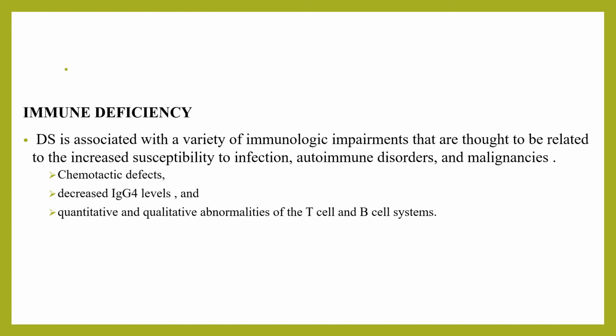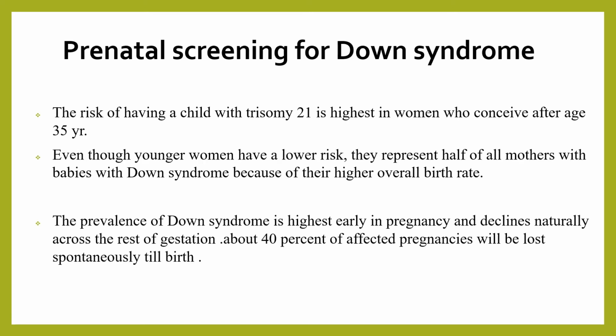The other problem of a child with Down syndrome is immunodeficiency. Down syndrome is associated with a variety of immunologic impairments that are thought to be related to the increased susceptibility to infection, autoimmune disorder, and malignancy. They have chemotactic defects, decreased immunoglobulin G, and also quantitative and qualitative abnormalities of the T cells, and the B cells are affected.